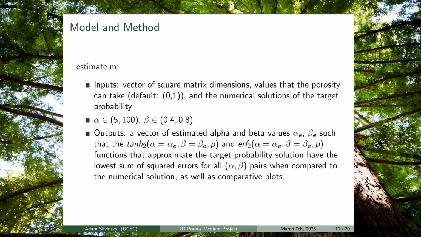All combinations of possible alpha and beta values within these intervals are tested as parameters for the hyperbolic tangent and error functions, and the sum of least squares of the functions is calculated for each alpha and beta pair using the numerical solution from flow. For a given square 2D porous medium, the values of alpha and beta that minimize the sum of squared error are saved as the optimal parameter values.